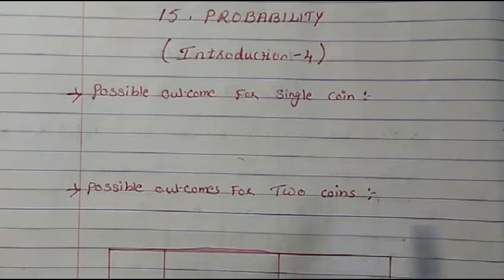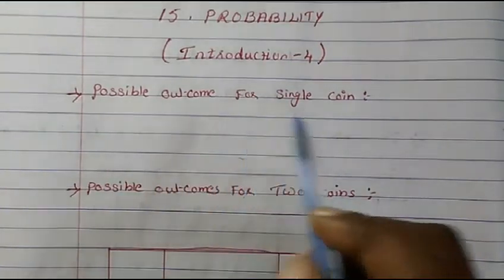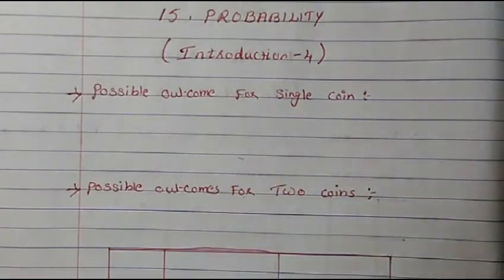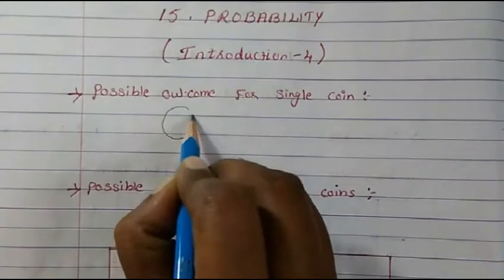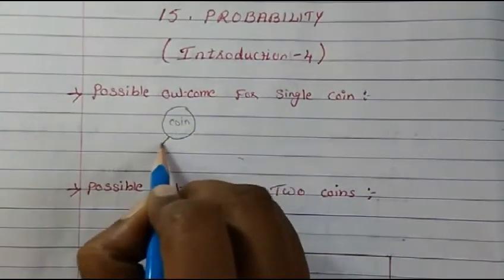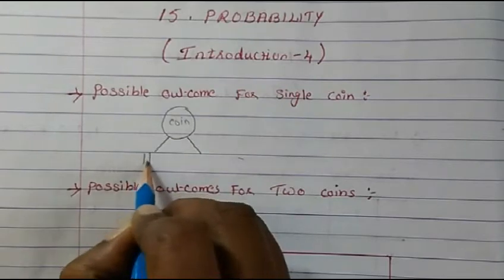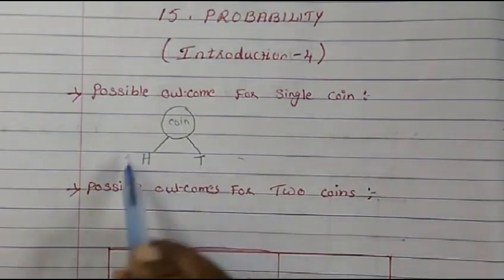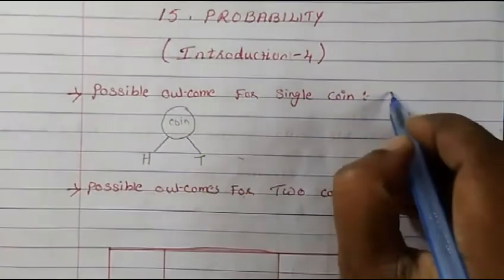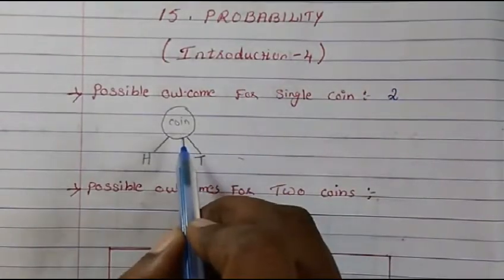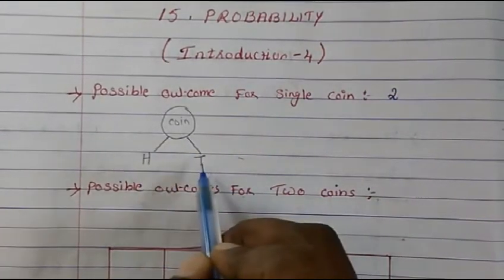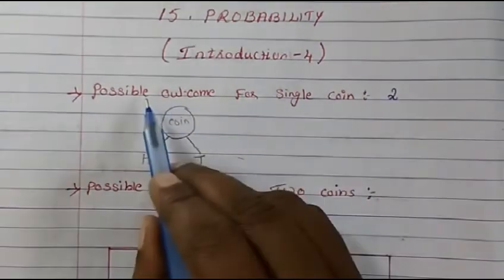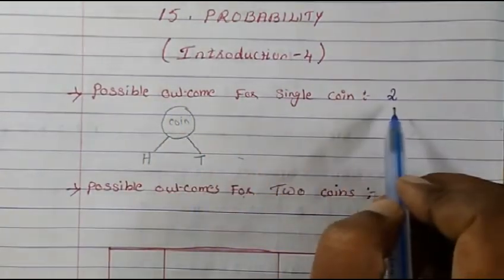So first let us see what the possible outcomes are for a single coin. If you are tossing a single coin, what are the possible outcomes? It can be head or it can be tail. So what is the total number of possible outcomes we have? Total is head and tail, so two possible outcomes when it is a single coin. Either head will come or tail will come. So the total possible outcomes for a single coin is 2.